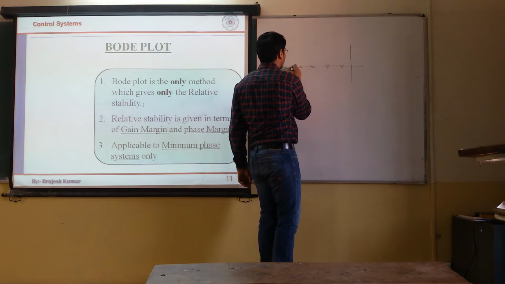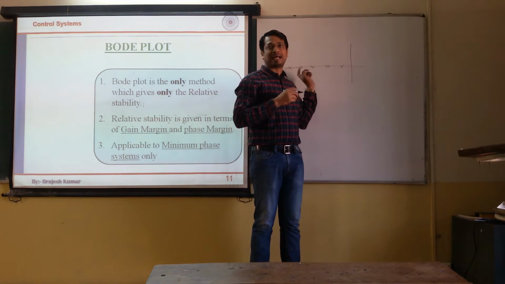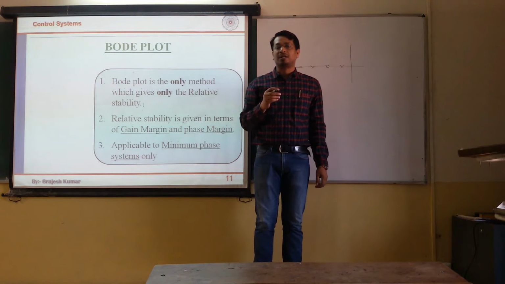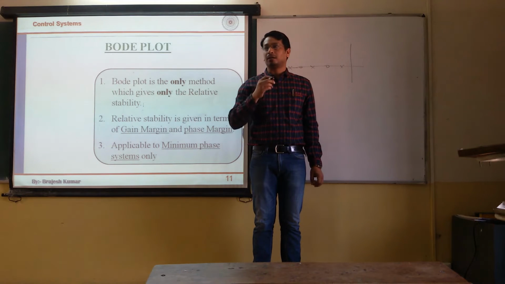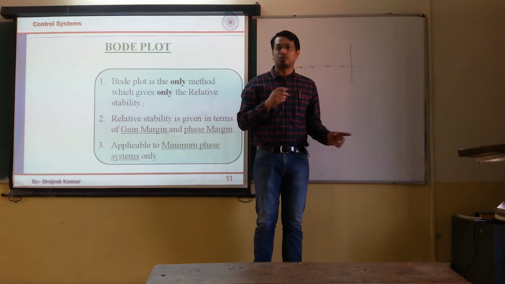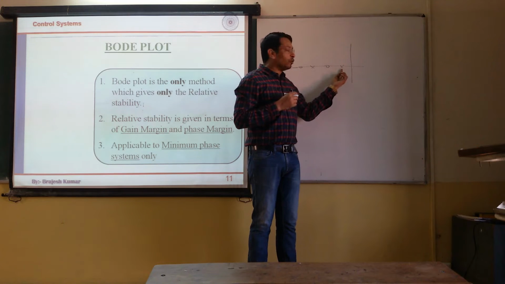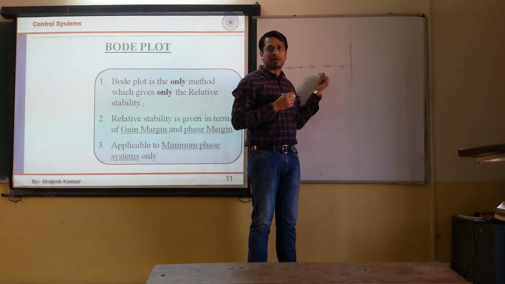This is somewhat like this. For an open loop stable system, you know that the poles should lie in the left half of the S-plane, but there is no constraint on the zeros of the system. But for a minimum phase system, we are putting a constraint on the zeros of the system, and minimum phase systems are those systems for which not only poles but zeros also lie in the left half of the S-plane.